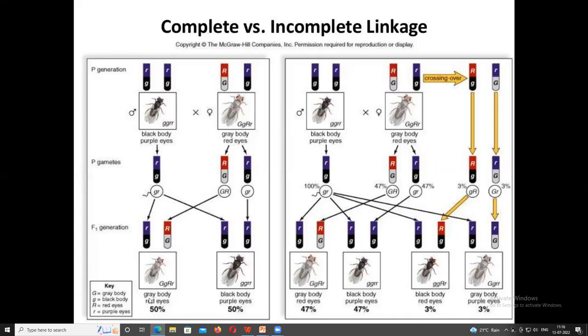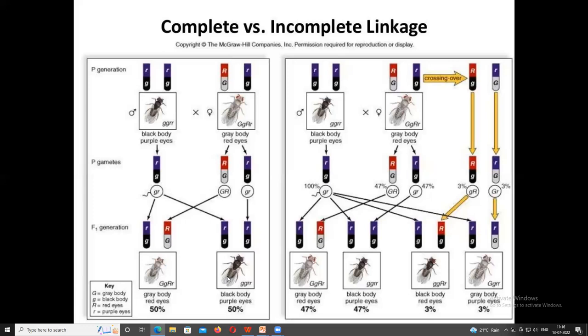So the phenotype will be gray body with red eyes, 50%. And another 50%, small g, small g, small r, small r, that is black body, purple eyes.